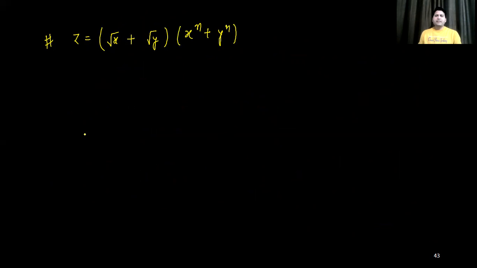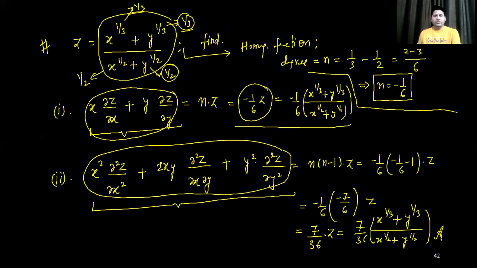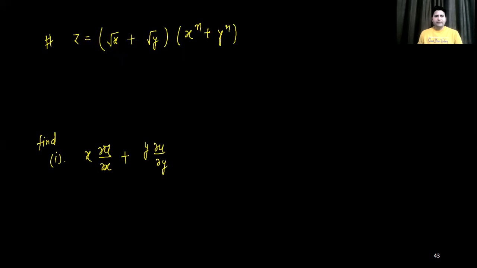Let us take one more example. This time z is given as root x plus root y into x to the power n plus y to the power n. This is the function we are having, students. And the question is asking the same two results. Find the first part that we have already done: x into del u over del x plus y into del u over del y. Why am I writing u? It should be z, right? Yes, because the function is z.